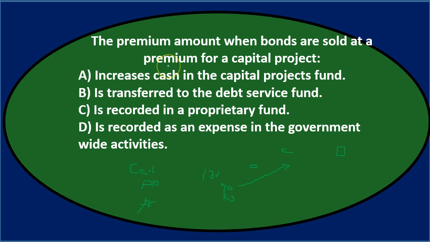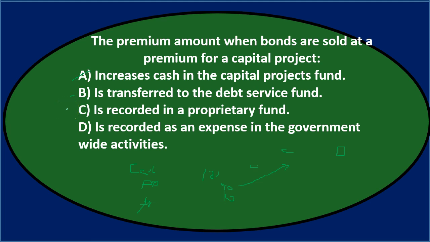So let's go through that. The premium is what we're talking about. So it's oftentimes going to go to the debt service fund because it's going to be kind of interest, which we're going to use to pay off the interest in the future. So A says increase cash in the capital projects fund. The premium isn't going to increase the cash. We're going to increase the cash in the capital projects fund by typically the face amount of the bond, not by the premium, which can be a little confusing. The premium is transferred to the debt service fund. And that's typically what we'll do with it. We'll say the premium is going to go to the debt service fund because it's basically there to pay off the interest portions, which is going to be paid out of the debt service fund.